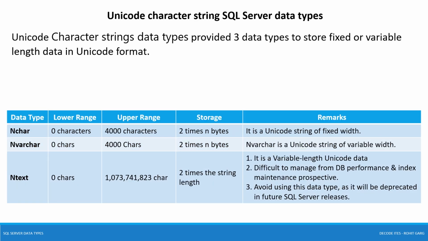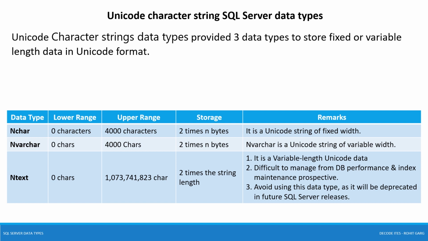Unicode character string SQL Server data types. Unicode character string data types provide three data types to store fixed or variable length data in Unicode format: nchar, nvarchar, and ntext. All these three data types are almost similar to the character string SQL Server data types in non-Unicode format. The only difference is the upper range.